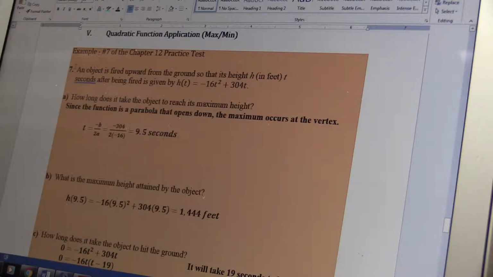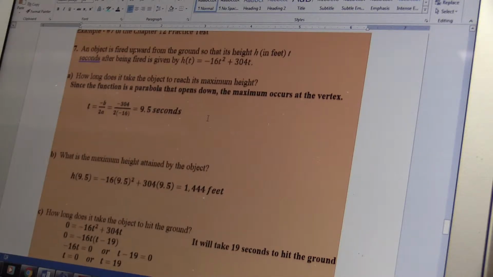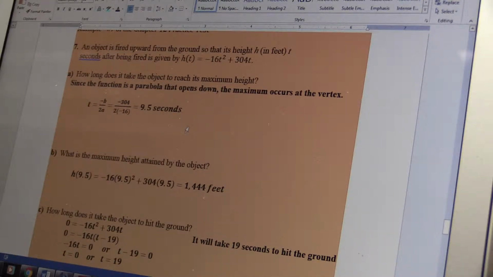So if we were just firing an object, like a cannon or something, fired upward from the ground so that its height h in feet t seconds after being fired is given by h of t equals negative 16t squared plus 304t. How long does it take the object to reach its maximum height? Well, the t is the x coordinate of any ordered pair on this function, and h of t, or height, would actually be the output, the y coordinate.